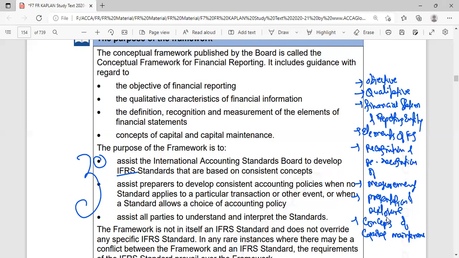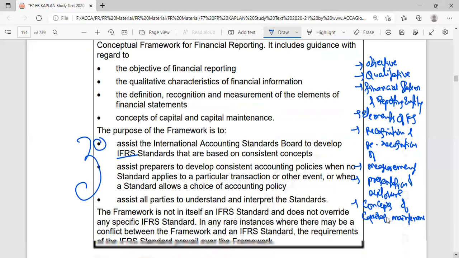So this conceptual framework contains these topics. First, the objective of general purpose financial reporting, qualitative characteristics, financial statements and reporting entity, elements of financial statements, recognition and derecognition of transactions and events, measurement, presentation and disclosure, and concepts of capital and capital maintenance. This is what we are going to discuss.